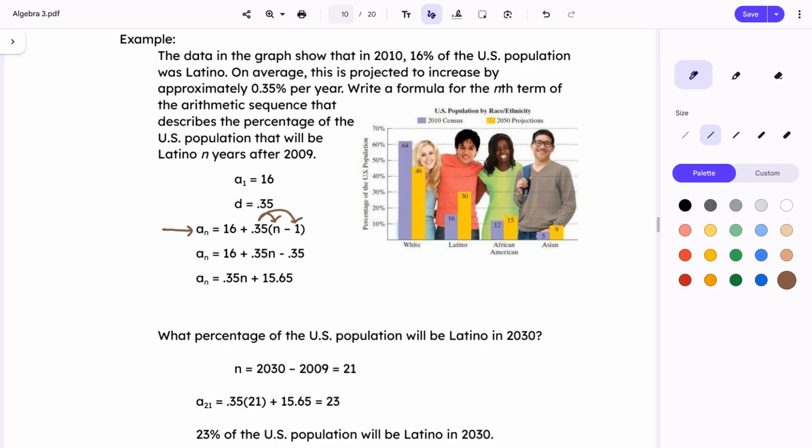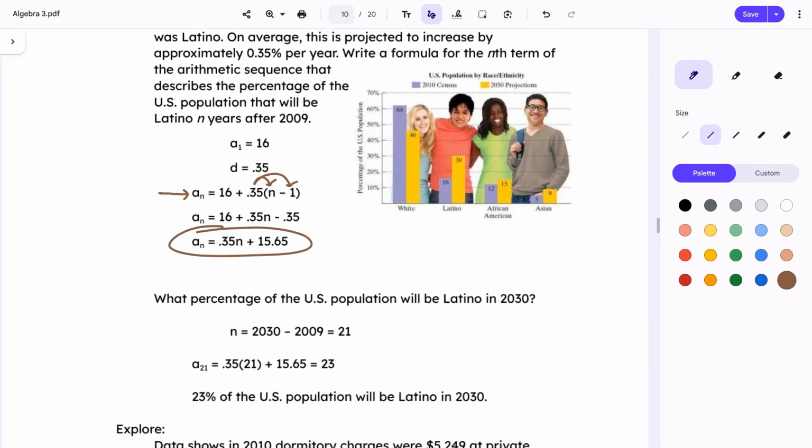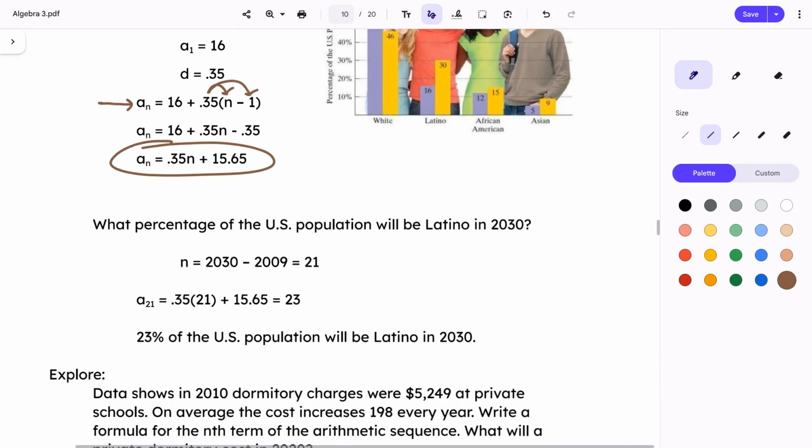And then combining any like terms, and they end up with this as their equation. So it's no different than what we were just doing. And then they said, all right, now that you have an equation, what percent of this population is going to be Latino in the year 2030?